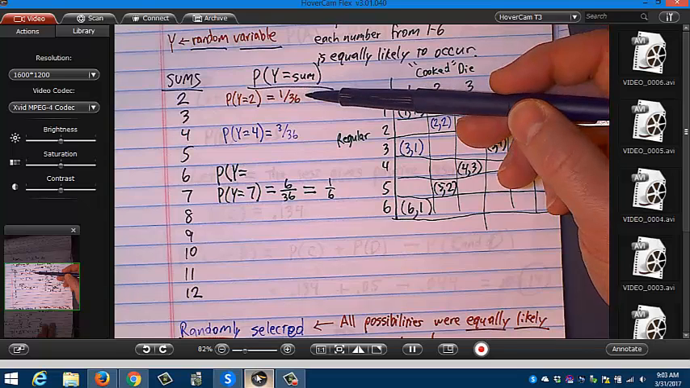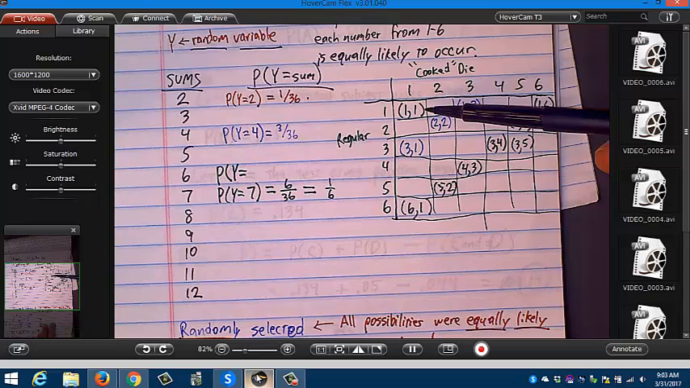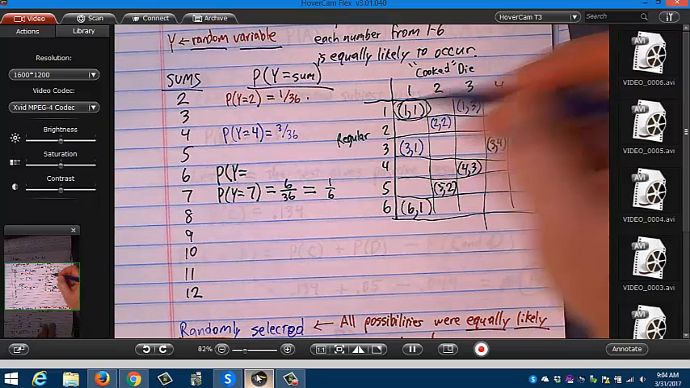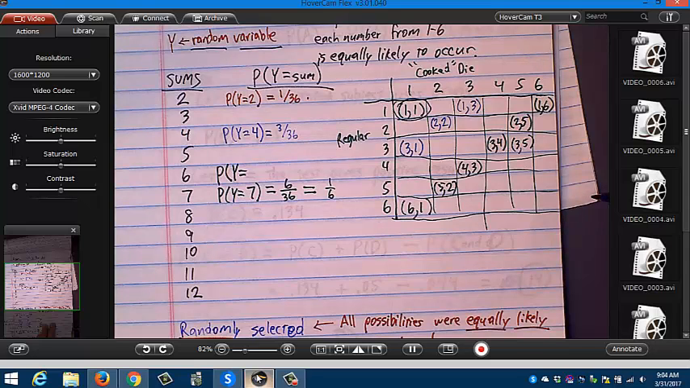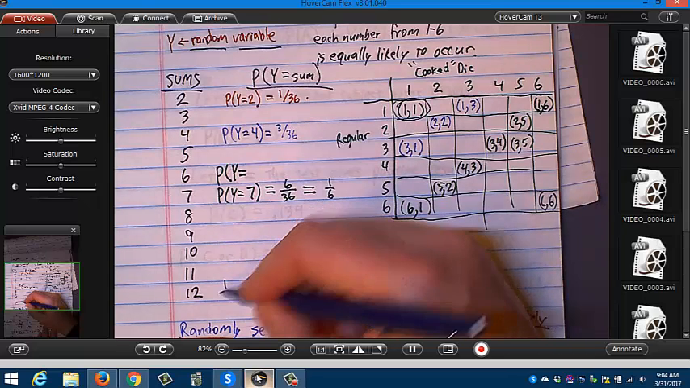Why was this 1 out of 36? Well, because you could see the ordered pairs. There's only one way to get it, right? What's the probability of rolling a 12? Same, because the only way to get that is 6 and 6, right? So that's also 1 out of 36.